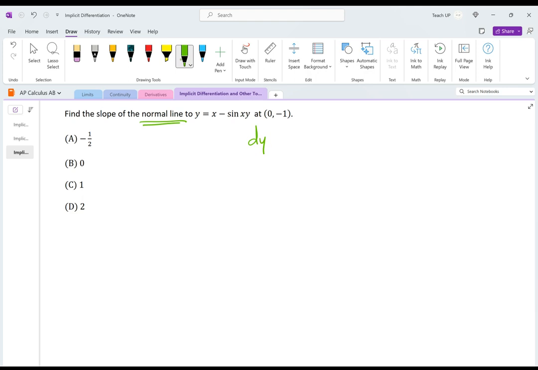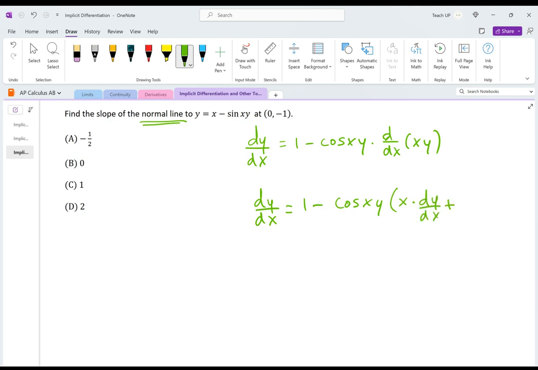So we have to start by finding the slope of the tangent line, or dy/dx. This is going to be 1 minus the cosine of xy, and we have to use the chain rule, so multiply by d/dx of xy. Here we will use the product rule: the first function multiplied by the derivative of the second function, plus the derivative of the first function times the second function. All right, let's go ahead and distribute that.